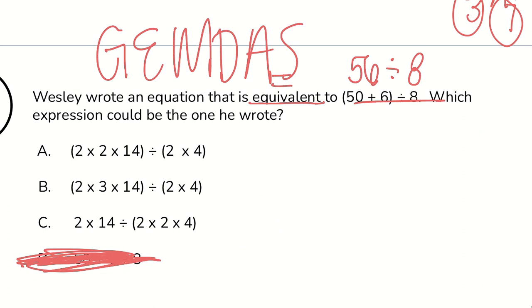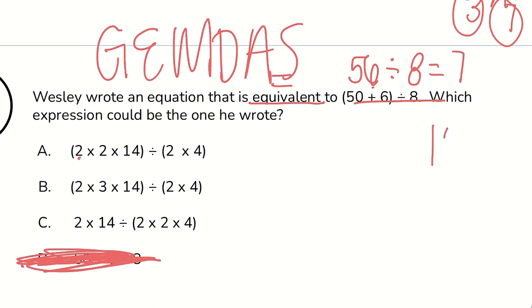Okay, so are we solving Wesley's equation? Let's do it. So I have 56 divided by 8. If I look at my multiplication facts, that's going to be 7. So I'm looking for A, B, and C needs to equal 7. If I'm following Jim Doss, I need to solve the parentheses first. So if I look at A, I know 2 times 2 is 4. And so then I need to do 4 times 14.